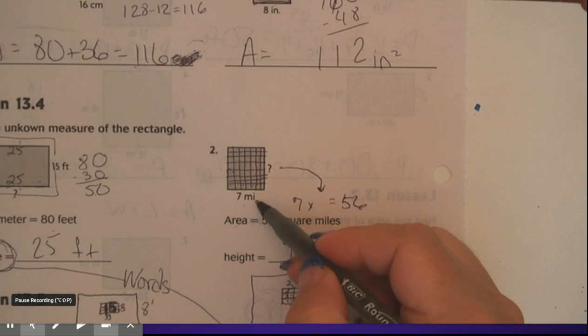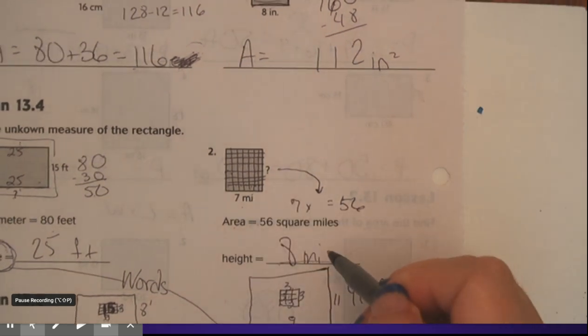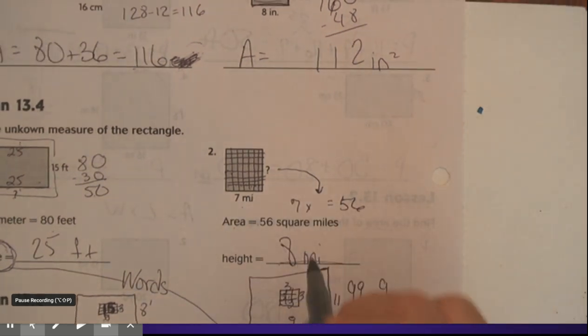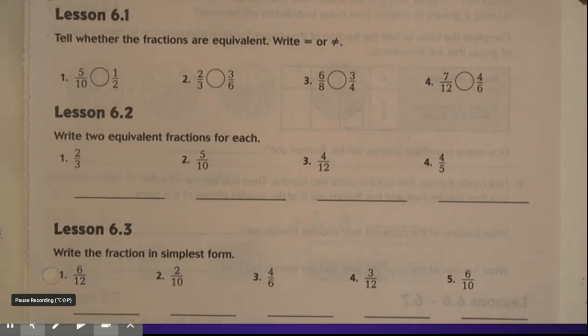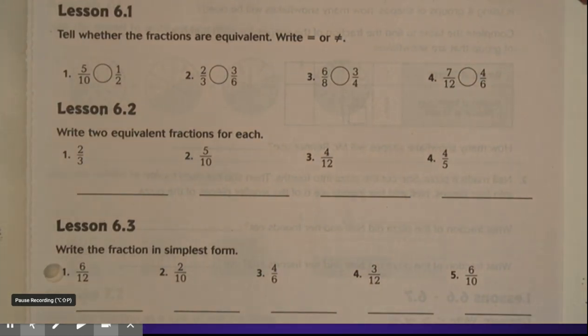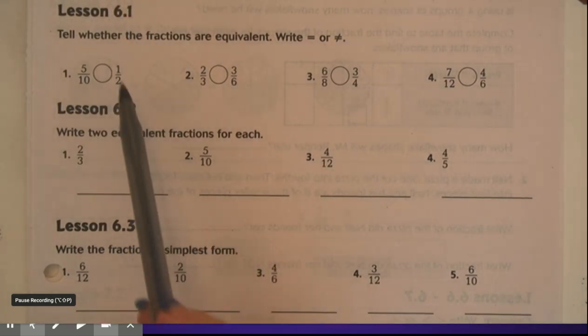And since that's an MI for miles, that would be an MI, which you did not have to write, but you will next year. So I just want you to see it. So I'm very quickly going to go through 2 pages of all the skills. So all the lessons are broken down.